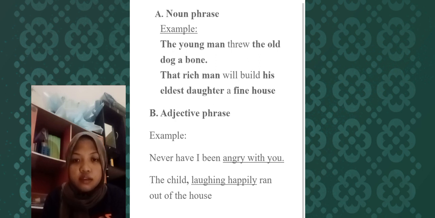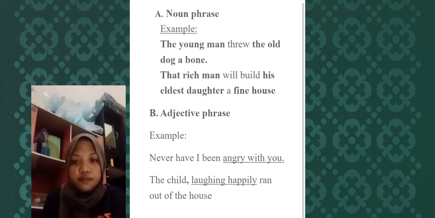Because a noun phrase has a formula consisting of determiner plus noun, determiner plus adjective plus noun, or determiner plus adverb plus adjective plus noun. There are also three words that can be called a noun phrase: "the old dog." "The" is the determiner, "old" is the adjective, and "dog" is the noun. Another example: "The rich man will build his daughter a fine house."